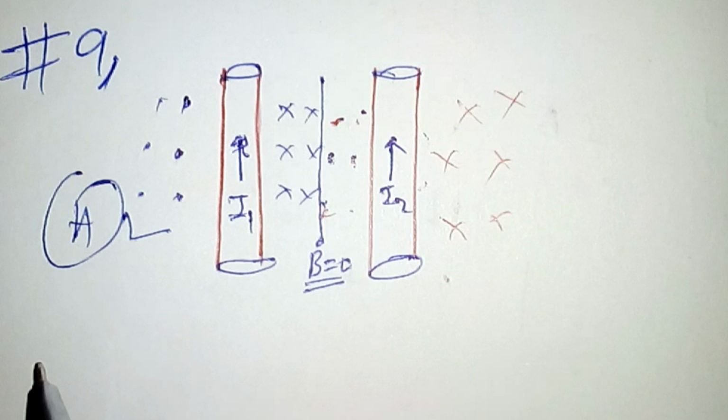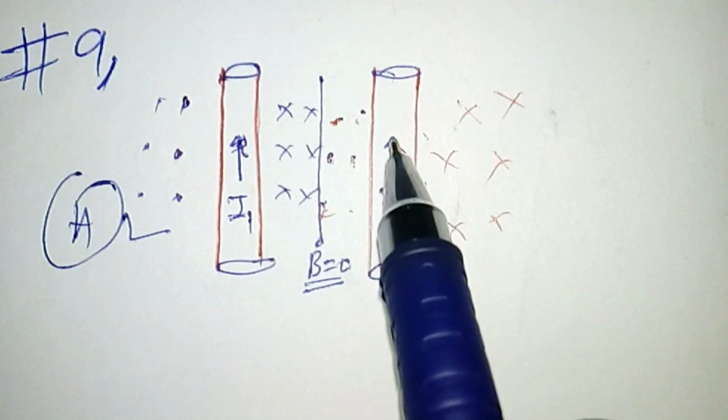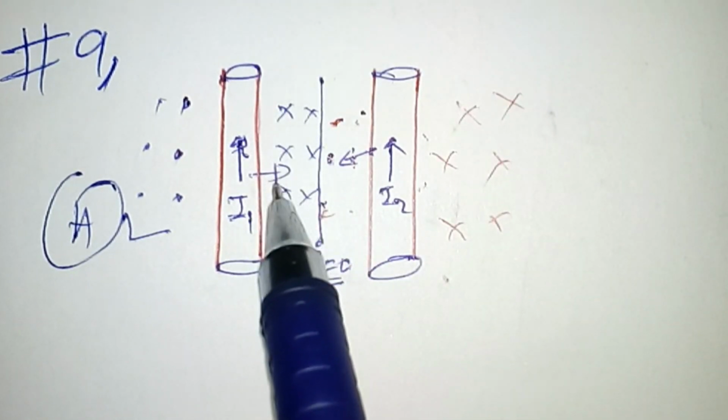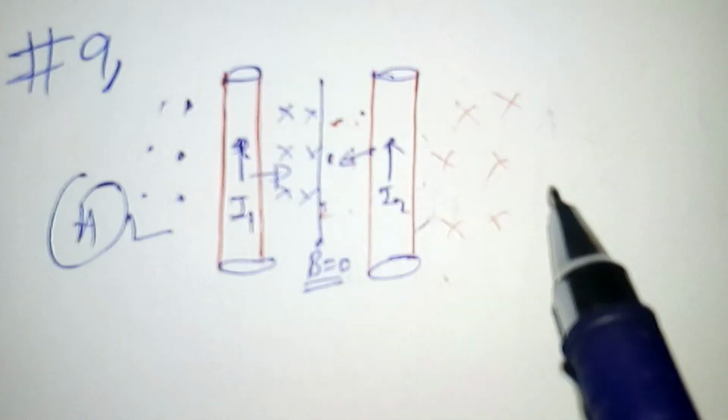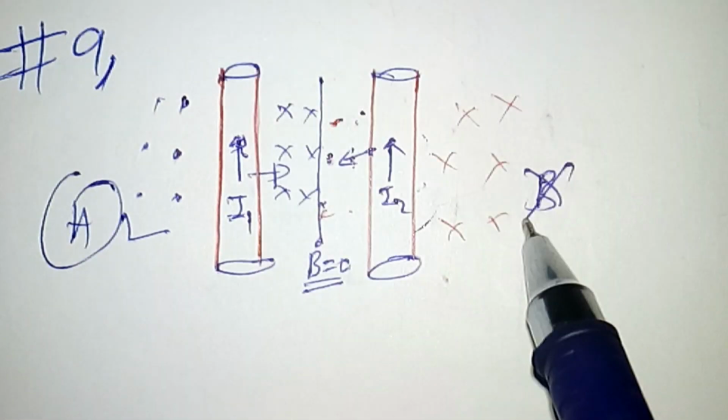So let's check alternative B, which says the force between the wires is attractive when they carry current in opposite directions. So we know that directly if the currents are in the same direction, the wires attract each other, and if the currents are opposite, they repel each other. So alternative B is not correct. When you check alternative C, the magnetic fields between the wires reinforce each other when the currents are in the same direction.